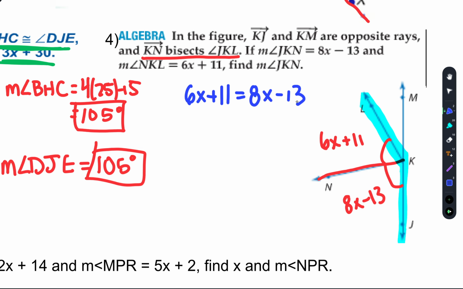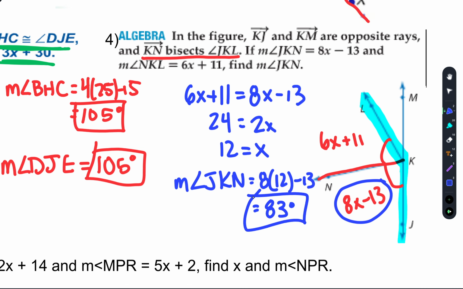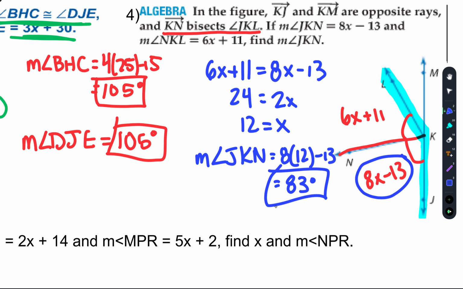Again, kind of a nice easy solve here. I get 2x equals 24, or 12 equals x. And then I got to plug it back in for angle JKN, which isn't too bad. 8 times 12 minus 13. 96 minus 13 is 83 degrees, I think. Something like that. Questions? I got one more for you, then I'll let you go.